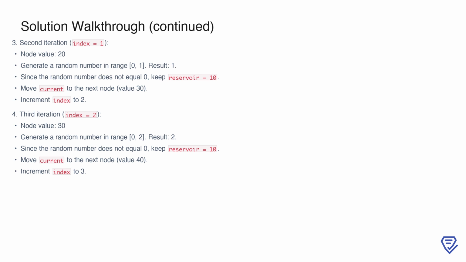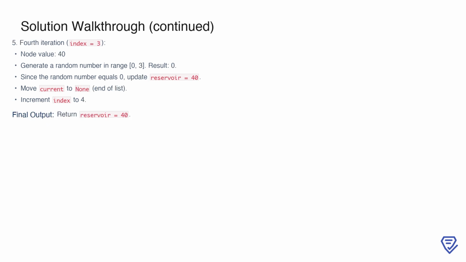Next, we move the current pointer to the node with value 30 and increment index to 2. In the third iteration, the index is 2, and the current node value is 30. We generate a random number in the range 0, 2, which results in 2. Again, since the random number does not equal 0, the reservoir remains 10. We then move the current pointer to the next node with a value of 40 and increment index to 3.